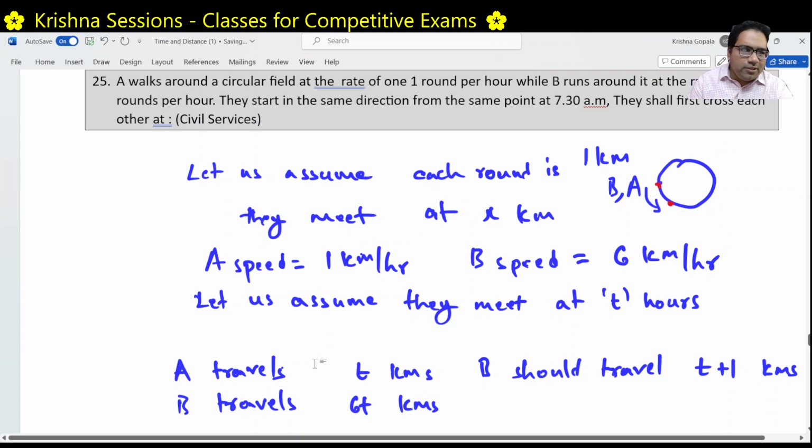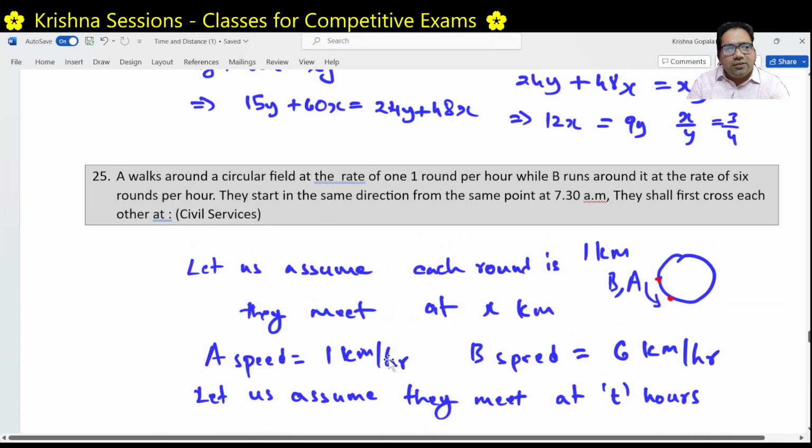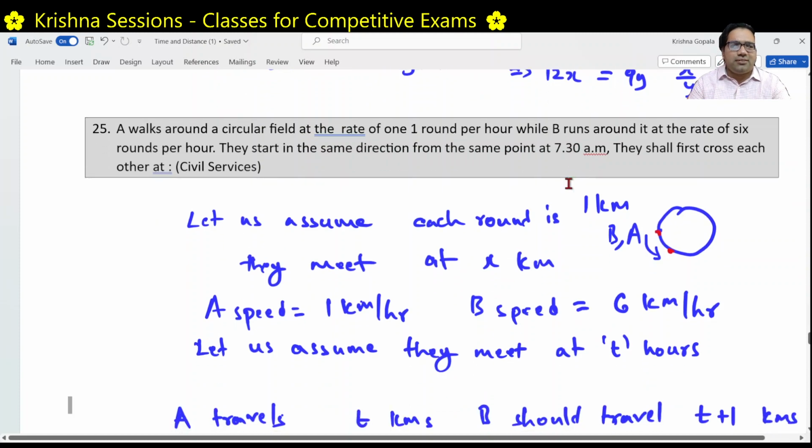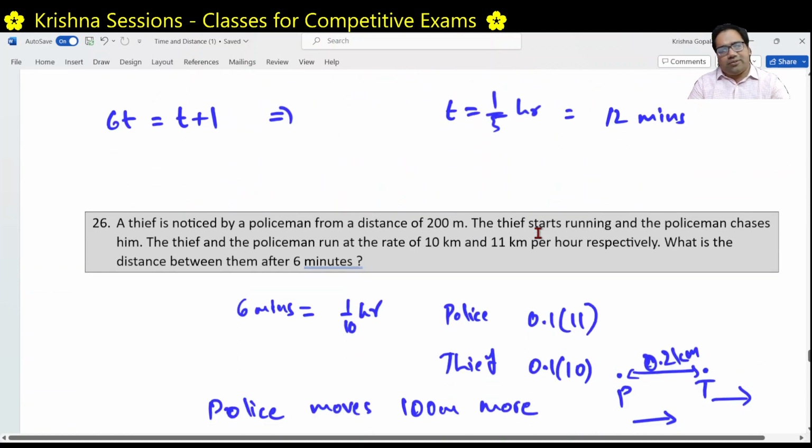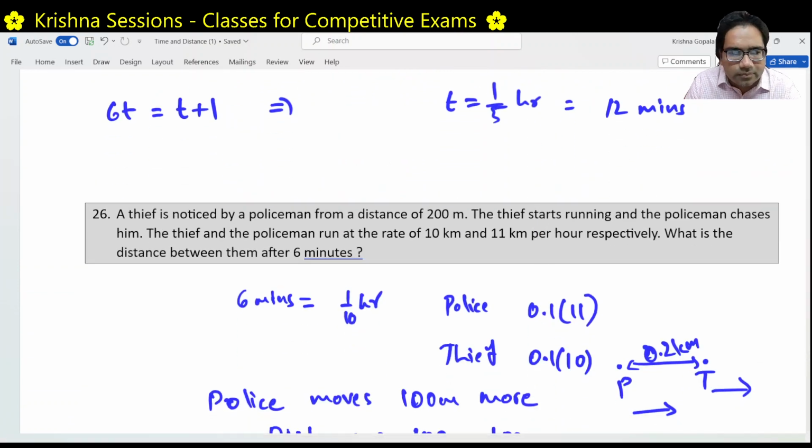In whatever time, instead of kilometers, we can say A traveled T rounds. T is 0.2 and B will cover 1.2 rounds. Understood? So now what is it saying? If they both start at 7:30 a.m., then the first time they will meet is 12 minutes later. So 7:30 plus 12 minutes is 7:42. They'll meet at 7:42.